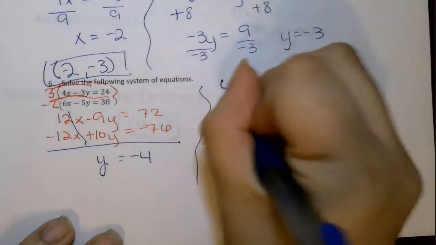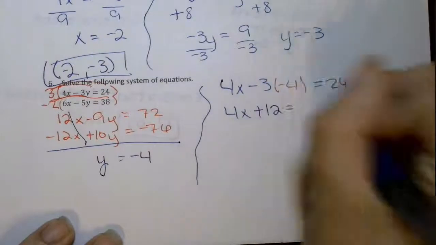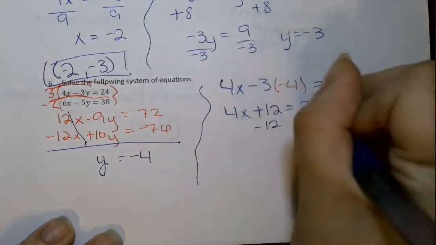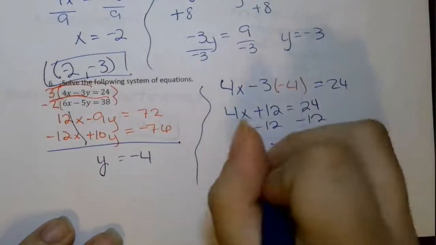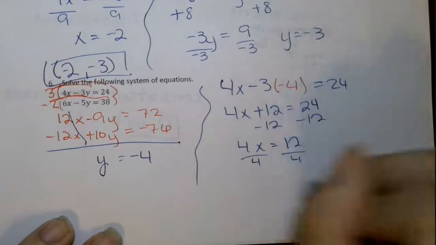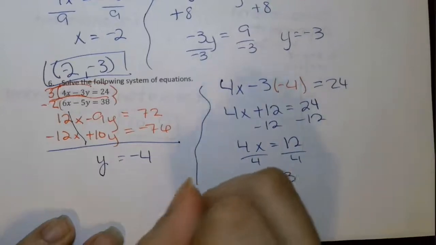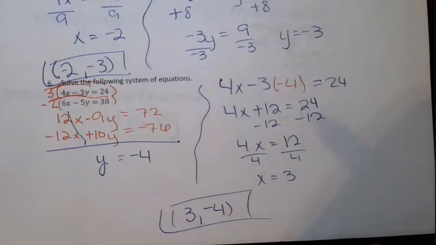I have 4x. Negative 3 times negative 4 gives me positive 12. Then I want to subtract 12 from both sides. I have 4x equals 12. Divide by 4. And I end up with x equals 3. Remember, the coordinate points are always in the form x, y. So x goes first, and then my y term. And that is my answer here.